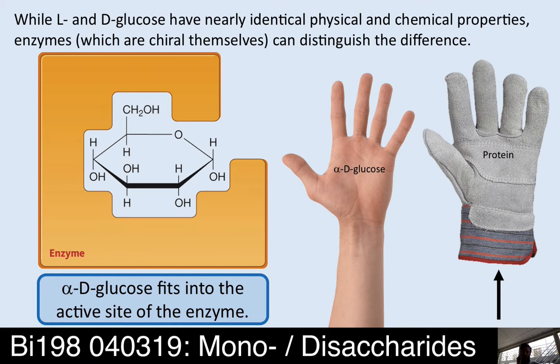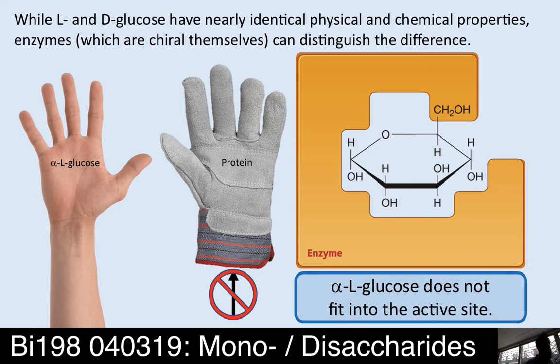So how do we think about that? Imagine the protein is like a glove, right? And you can slide your hand into the glove if it's D-glucose. Whereas if you have that same protein, if you have L-glucose, you cannot slip your right hand into a left-handed glove. All right? Does that make sense?